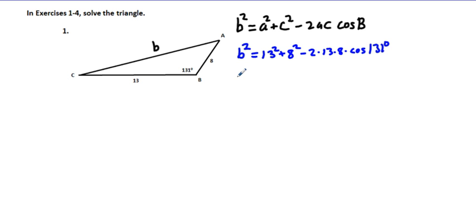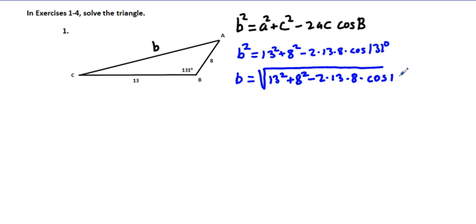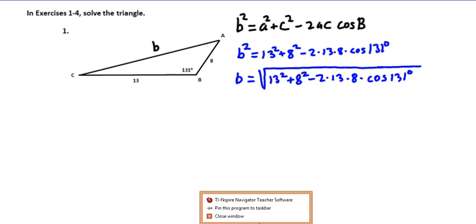And B is going to be equal to all this under a radical. So we put 13 squared plus 8 squared minus 2 times 13 times 8 times cosine 131 degrees. And we go to our calculator to do that. First we check to make sure.